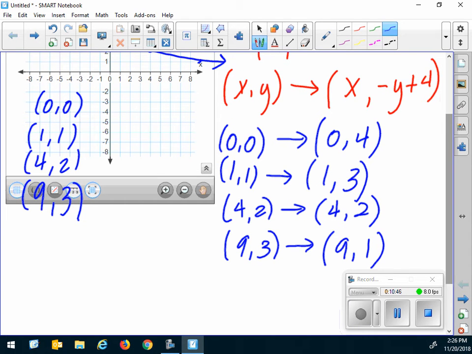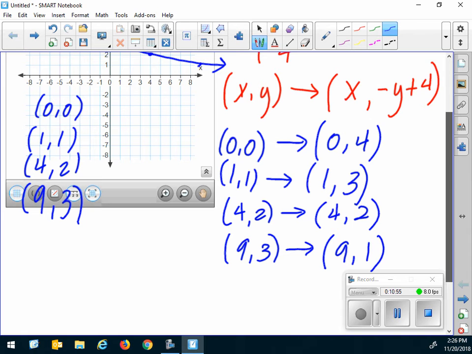Does that make sense? Now here's what I want you to do. I want you to show it the way we did here. So write down those 4 points that are on the parent graph and show where they go using this, whatever process this is. All right, number 3.